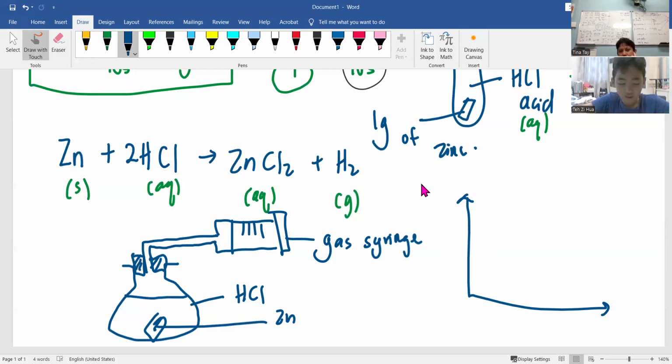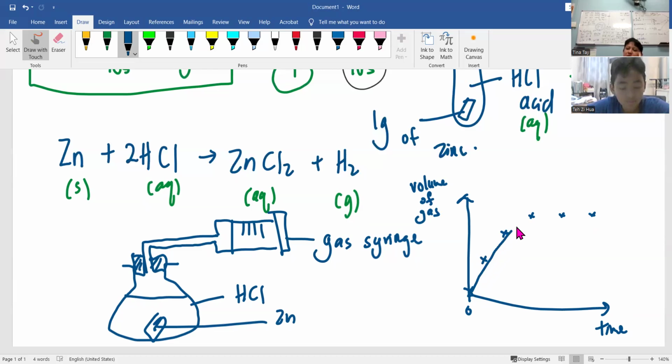And I measure the volume of it. So you're going to see a lot of graphs in this topic. So you measure the volume of gas against time. Okay. So what do you think is the volume of gas at t equals 0? The volume of gas is also 0. Yes, correct. So as the reaction goes, you will see a graph and it will look like this.